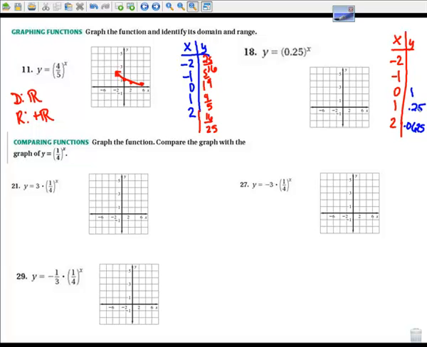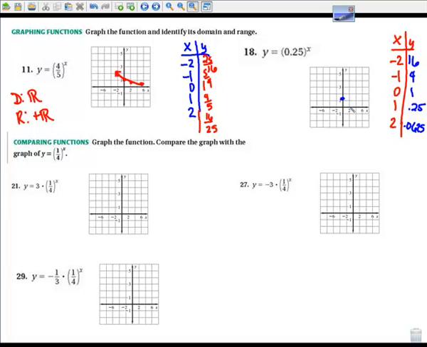And then here, I'm actually going to multiply, I'm going to divide. When I have fractions, I multiply by the reciprocal. When I have decimals, I divide. So 1 divided by 0.25 is 4. Divided by 0.25 is 16. So again, at 0, I'll graph 1.